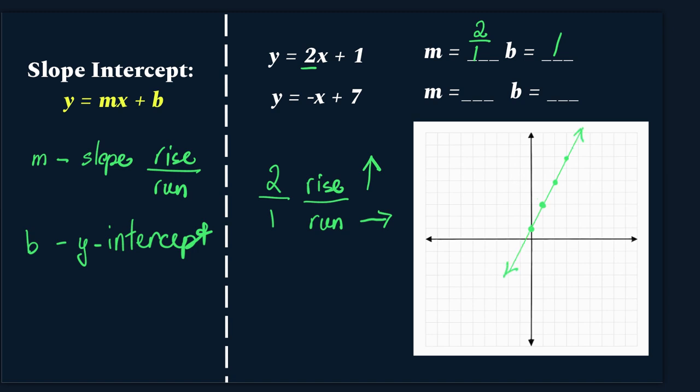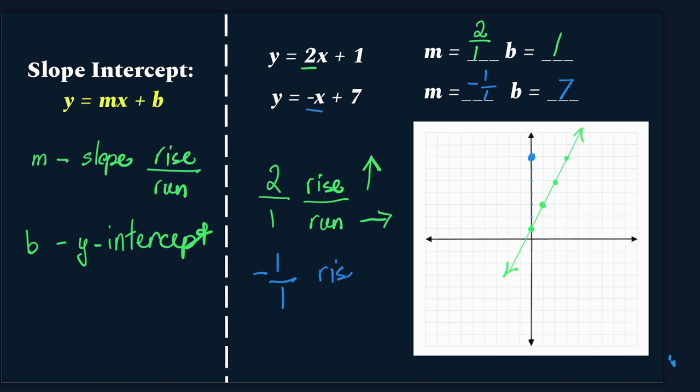Let's go ahead and work with our second equation. Our slope is -1, so -1 over 1. Okay, and our y-intercept is 7. That means we start with our y-intercept, go up to 7. So on the y-axis, 1, 2, 3, 4, 5, 6, 7, and that's our point where the line is crossing the y-axis. And now our slope is negative, so therefore it's -1 over 1.